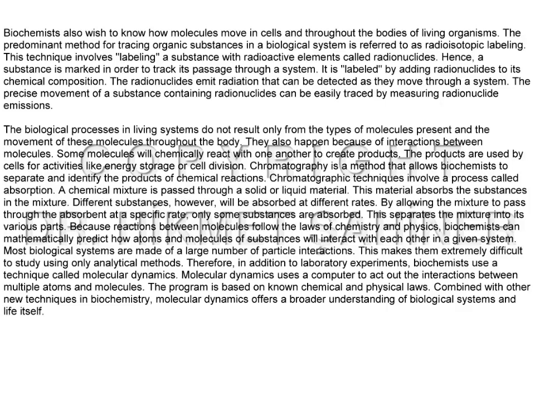Chromatographic techniques involve a process called absorption. A chemical mixture is passed through a solid or liquid material. This material absorbs the substances in the mixture. Different substances, however, will be absorbed at different rates. By allowing the mixture to pass through the absorbent at a specific rate, only some substances are absorbed. This separates the mixture into its various parts.